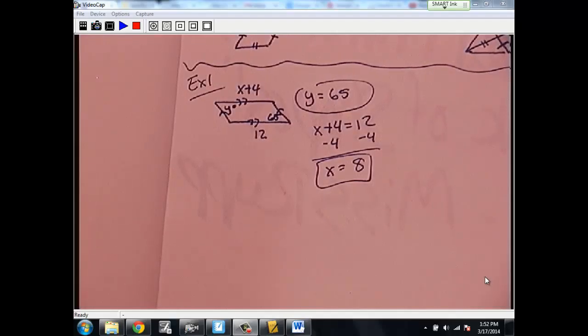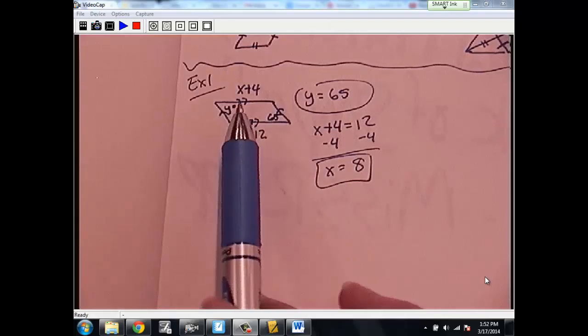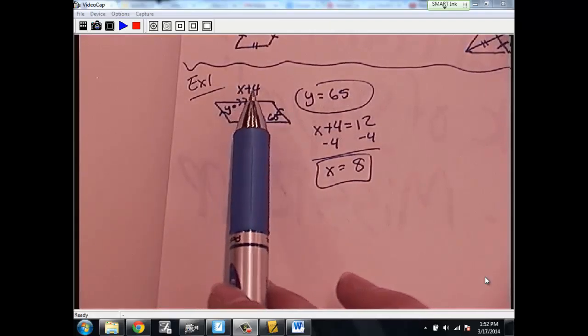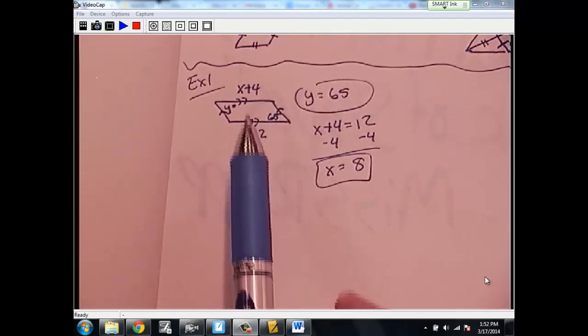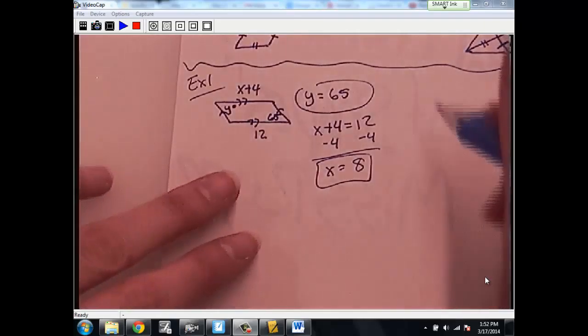The question is, does it make sense? If x is 8, plug 8 back in up here. What's 8 plus 4? 12. Is 12 the same as the other side? 12? Yeah, opposite sides are congruent. Example 2 here.